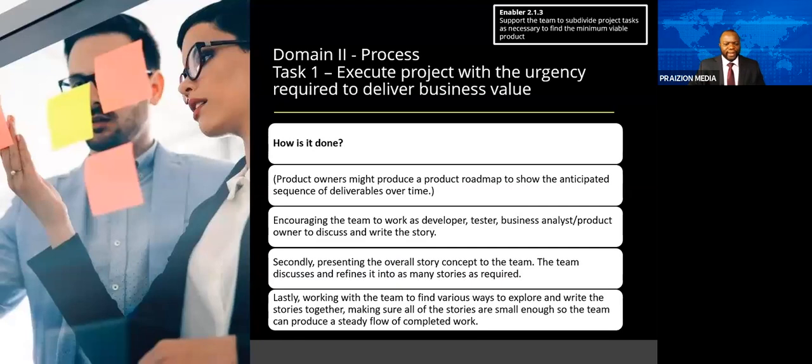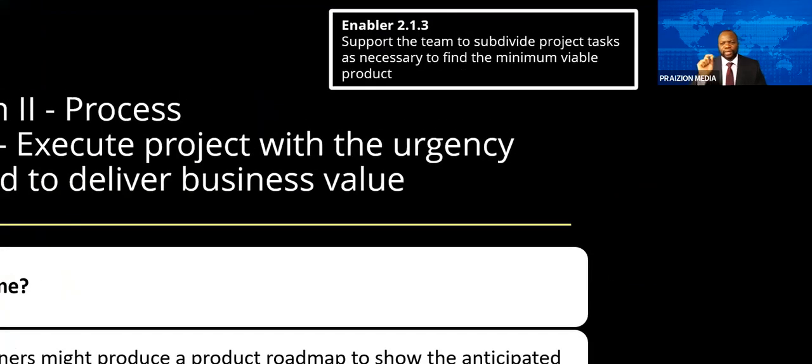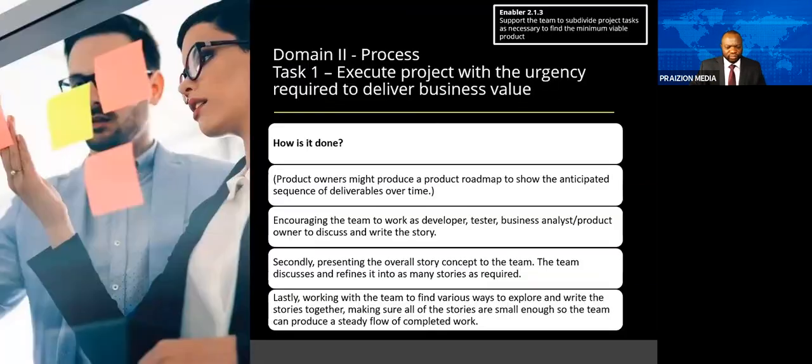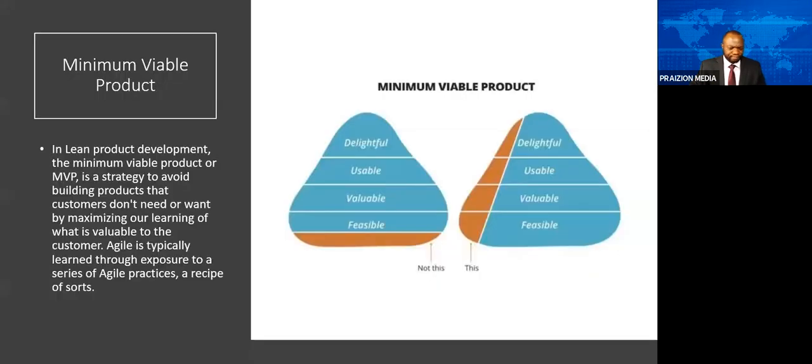So going back here. Remember what we're doing? This particular one is to support the team to subdivide project tasks as necessary to find the MVP, the minimum amount to deliver to get back the maximum feedback that we can incorporate back into the product. So, minimum viable product, I showed you an example of the car and the skateboard.